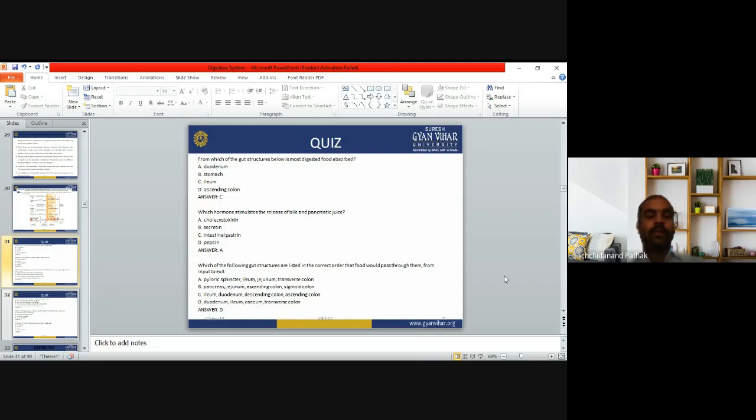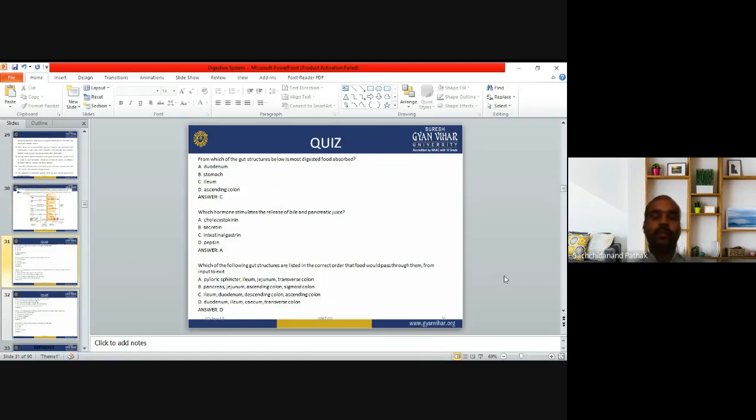Second, pancreas. Does food ever go into the pancreas? No, food goes into the stomach, then intestine, then duodenum to the intestine. There is no food that comes into the pancreas. The pancreas is an accessory digestive organ that secretes pancreatic juice into the duodenum to help in digestion. So B is again incorrect.